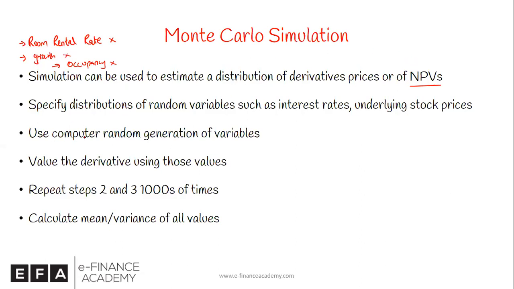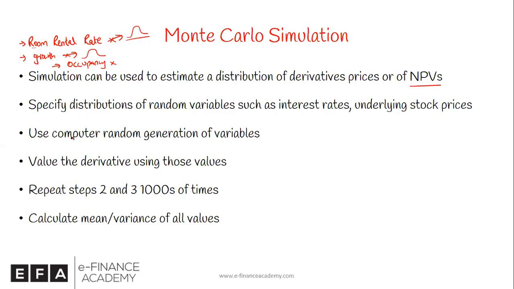Third is you let the computer randomly generate different values for each of these. Keep in mind one thing, when you're specifying distribution, you'll have a full distribution of room rental rate per night, and you have to make an assumption. Is this normally distributed? What kind of distribution is this? What about the distribution of growth rate? Is that normally distributed or not? So that will be your second step.